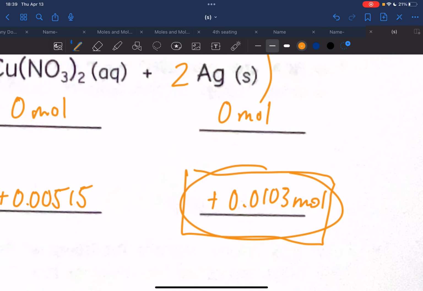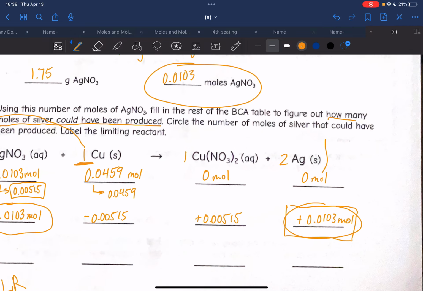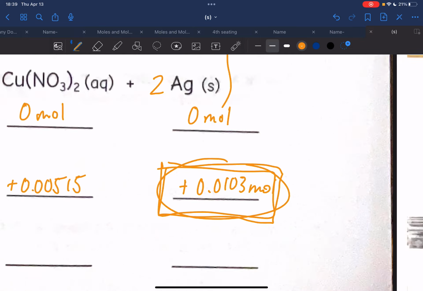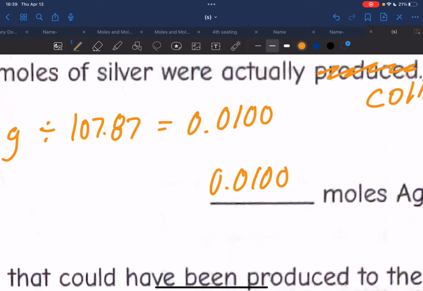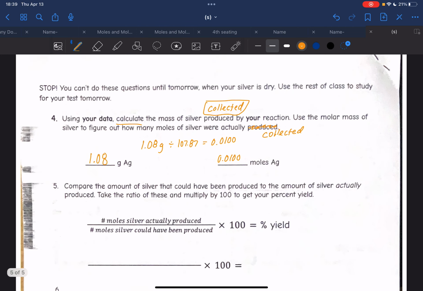Hey, that's pretty good. Remember, this is the theoretical maximum that I could have made. I could have made 0.0103. So I'm pretty happy with that. That's a pretty high percent yield. We're about to calculate that.